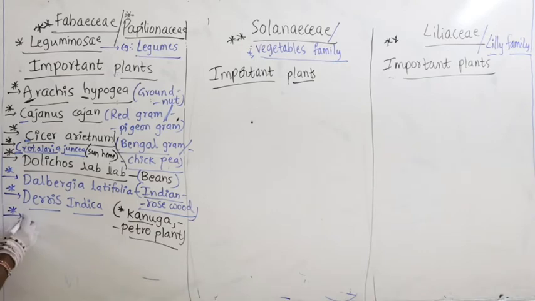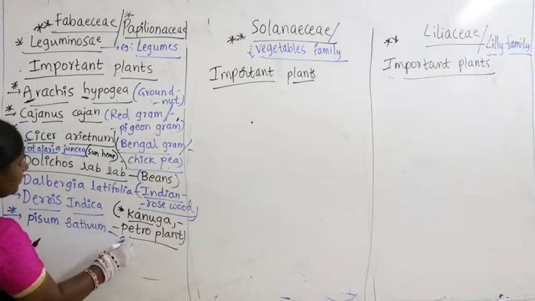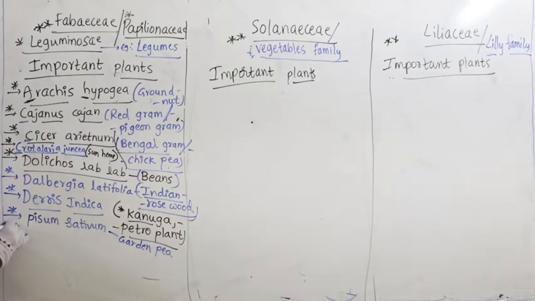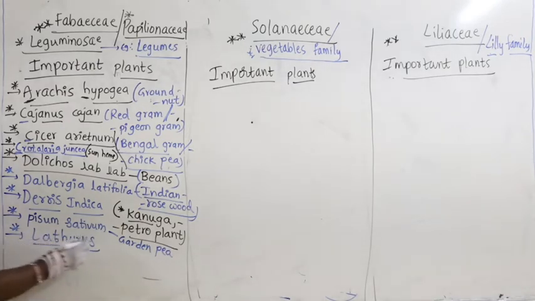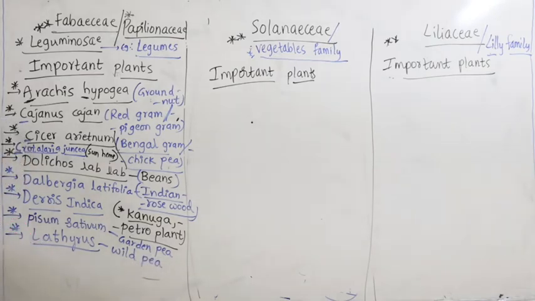Now, apart from this, we can also take Pisum sativum. What is the common name for Pisum sativum? Pisum sativum is called garden pea, right? And Lathyrus sativum, Lathyrus, this is commonly called wild pea plant, right? Then what else? What are the other plants we have? I hope this down part is clear, and then I will write the upper part. Guys, I hope you understood up to here. Then I will try to write up.